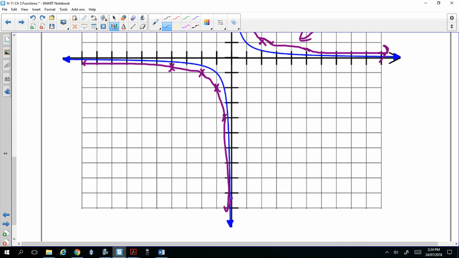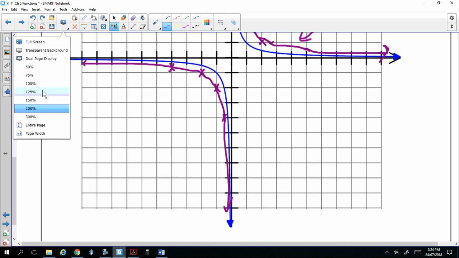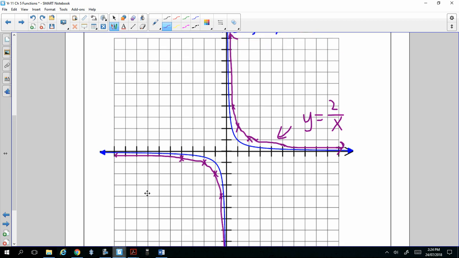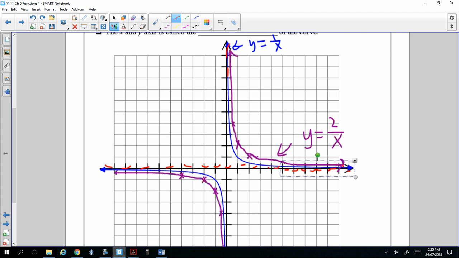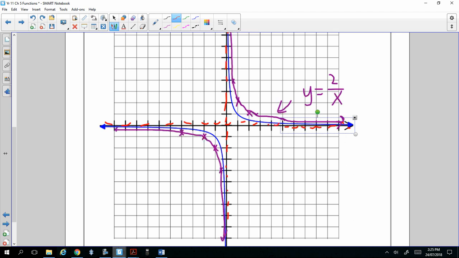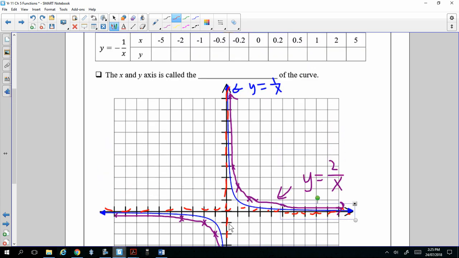All right, so you got this purple. And remember there's an asymptote, which I'm going to indicate by a dotted line. An asymptote means the graph approaches but never touches. So approaches, never touches, the asymptote. So the x and y axes in this case are the asymptotes of the curve.